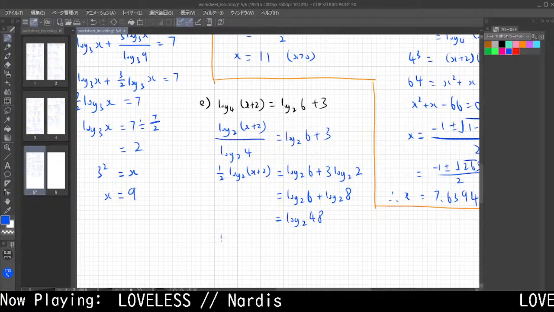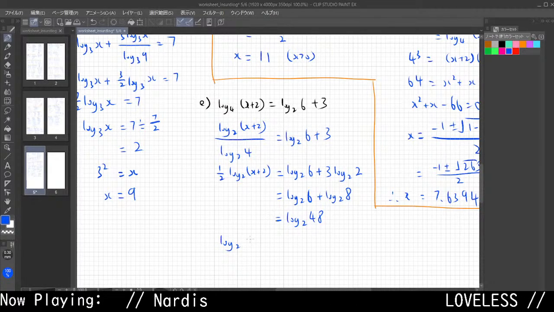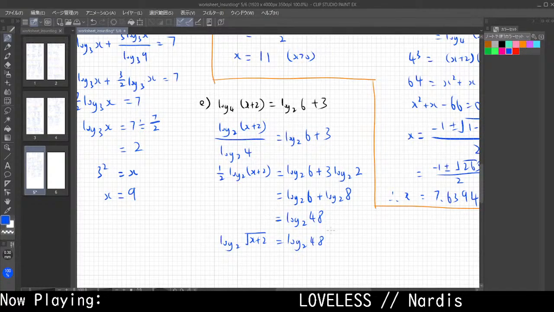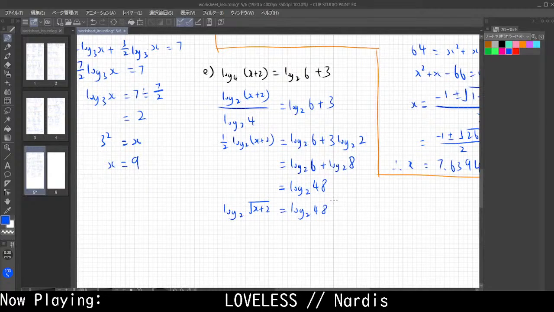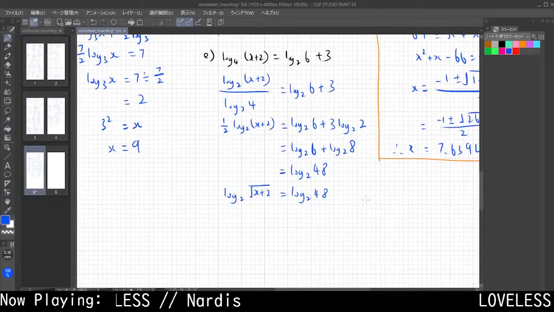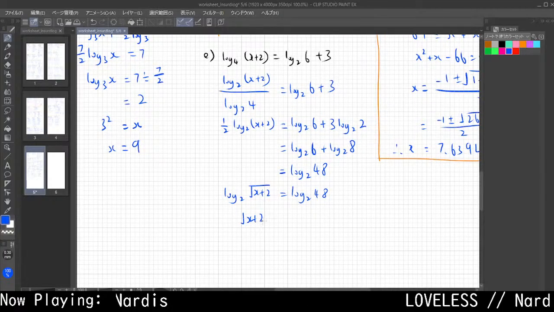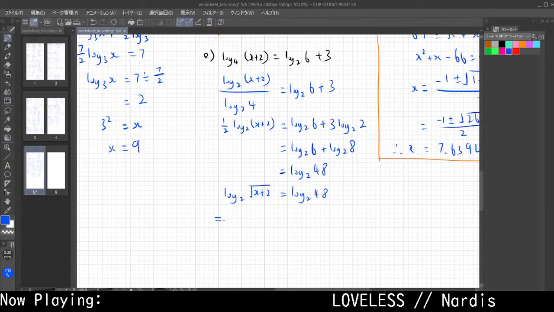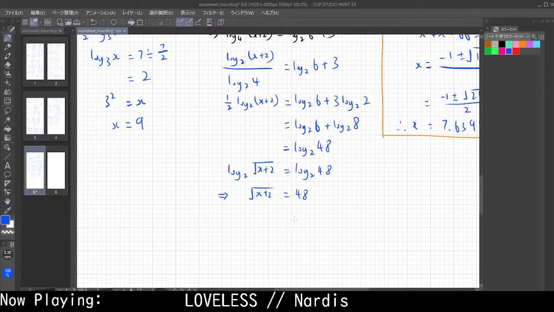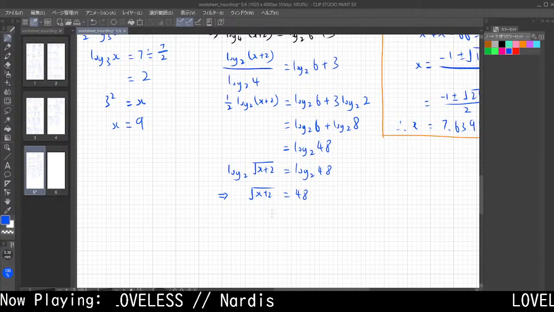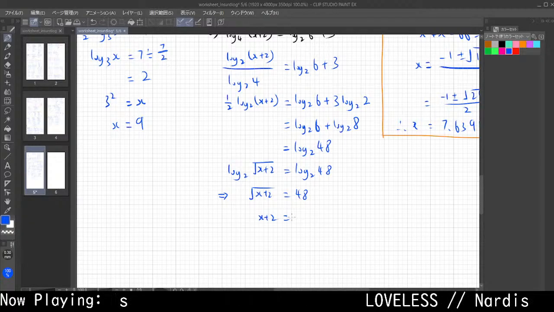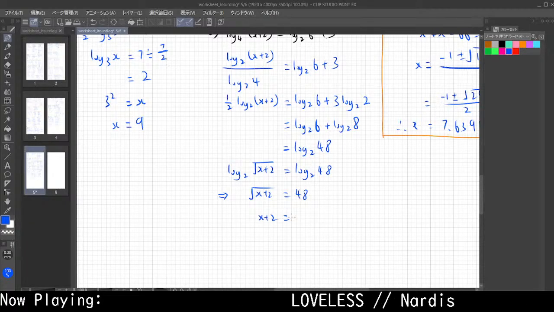Okay. 1 over 2 brought up becomes square root. We get this. Since both logs are base 2 with base 2, both logs are equal, your inputs should also be equal. So you get the square root of x plus 2 equals 48. Square root you can bring over to square. x plus 2 equals, oh no, this is going to be 4 digits, 2304.